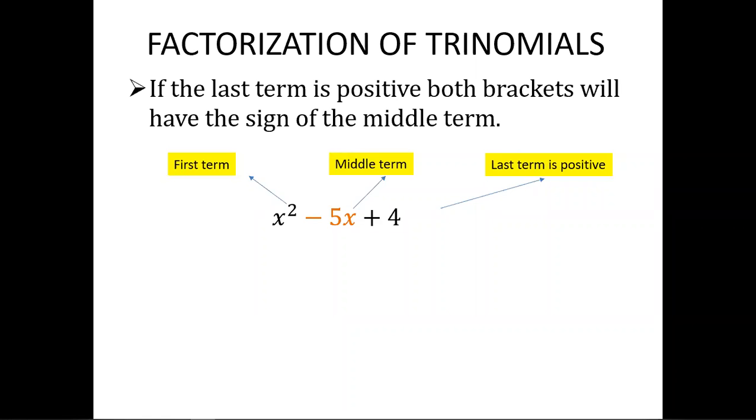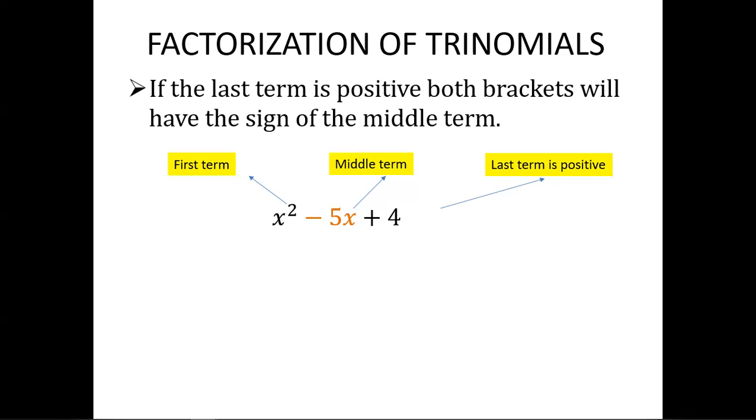All right, guys, if the last term is positive, both brackets will have the sign of the middle term. And I gave you an example where we have a trinomial where x squared is the first term, the middle term will be minus 5x, and the last term will be plus 4. You'll realize that plus 4 is just a constant. When you factorize a trinomial, you will start with the factors of the first term.